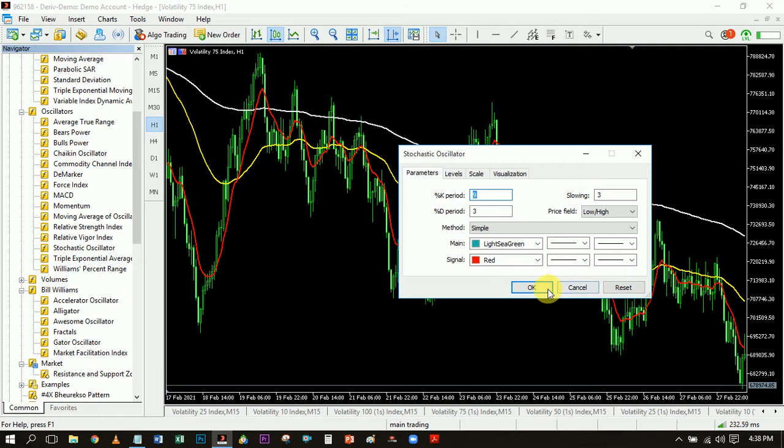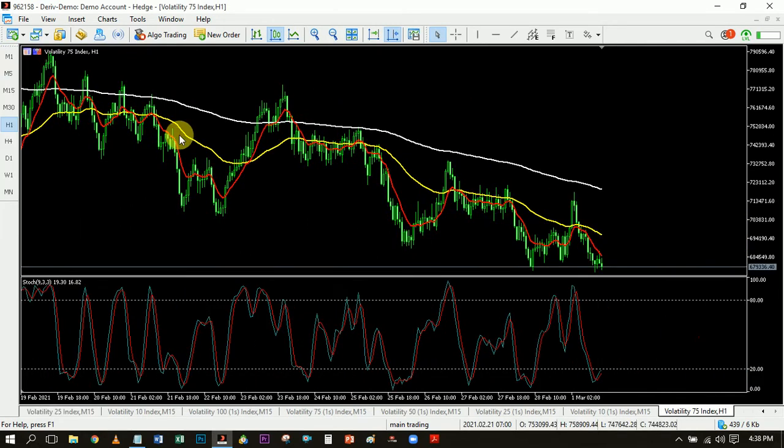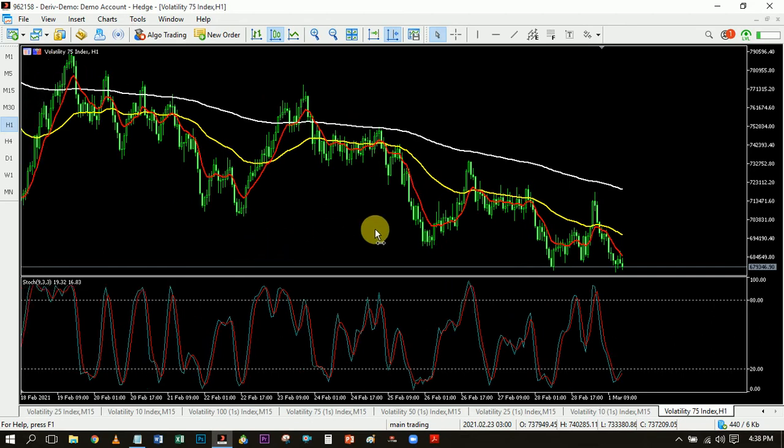So with that, the settings I usually use is 9, 3, 3. You can see K period is 9, slowing is 3, the D period is 3. So you just click OK and it adds that to your chart. Then that's it. So now, how do I work with this?